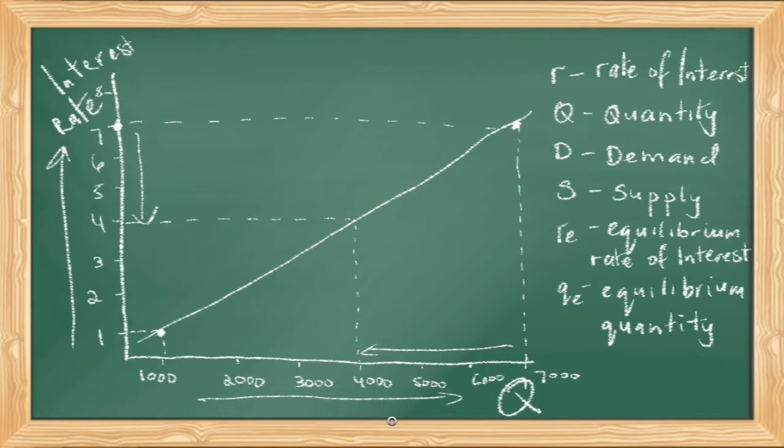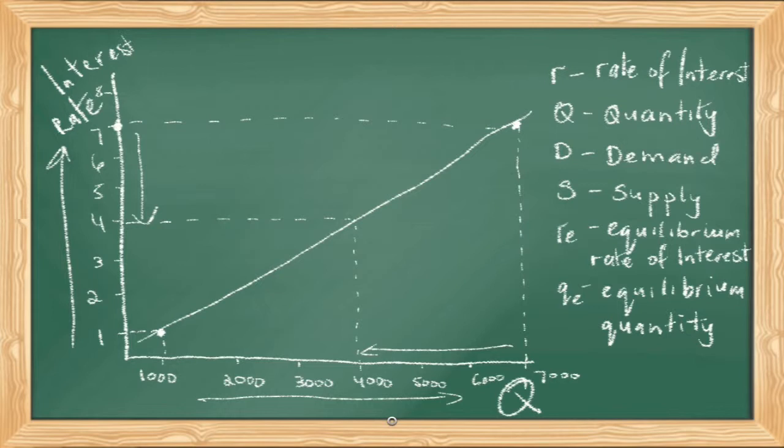It therefore shows us that there is a positive or a direct relationship that exists between the rate of interest and the quantity supplied of loanable funds, meaning that they both move together. As one variable goes up, the other variable goes up, or as one variable goes down, the other variable goes down. As a result of this, the supply for loanable funds curve is upward sloping from left to right. So we have derived our supply for loanable funds curve.